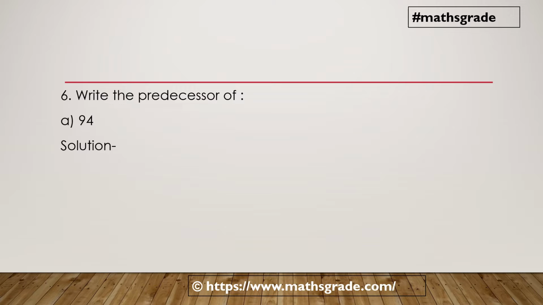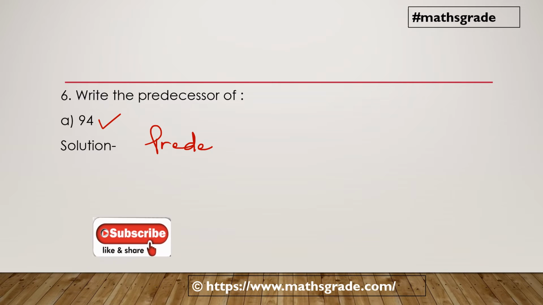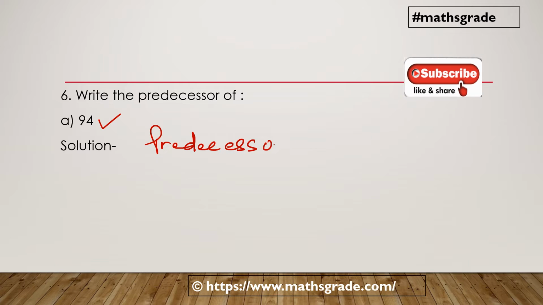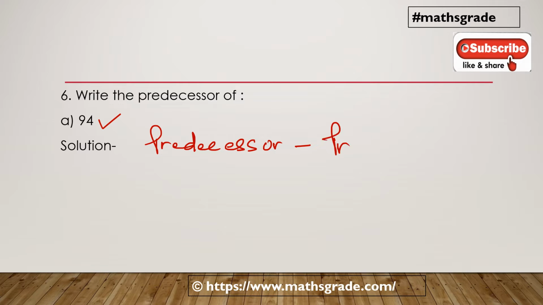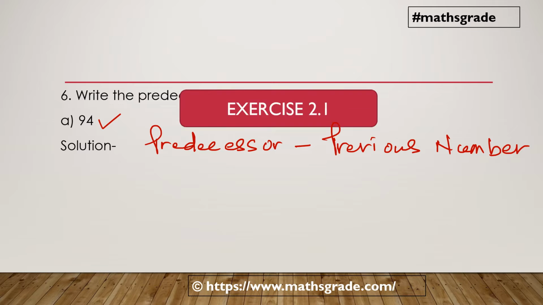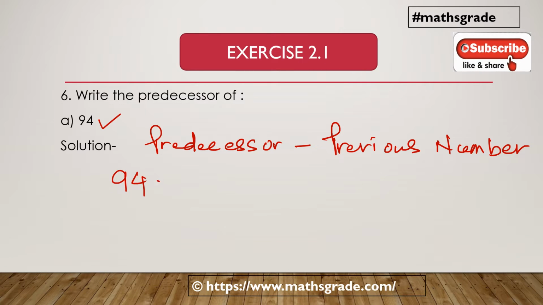Now question number 6. Write the predecessor of 94. First bit A is 94. Predecessor is the before number, the previous number. So we have to subtract 1 from this number. So predecessor of 94 will be 94 minus 1. We have to subtract 1 from 94. That is 93. And 93 is the predecessor of 94.